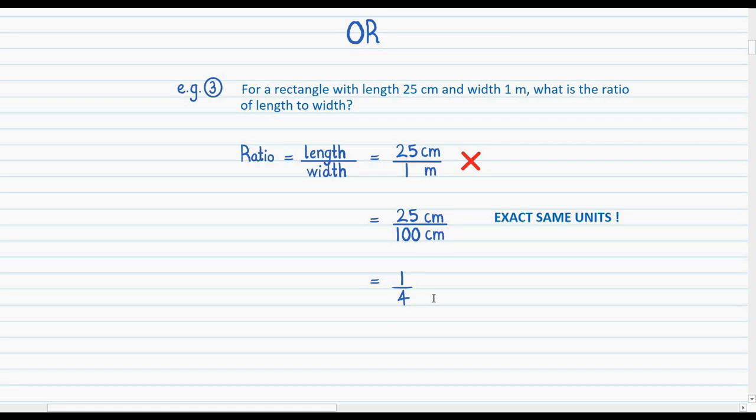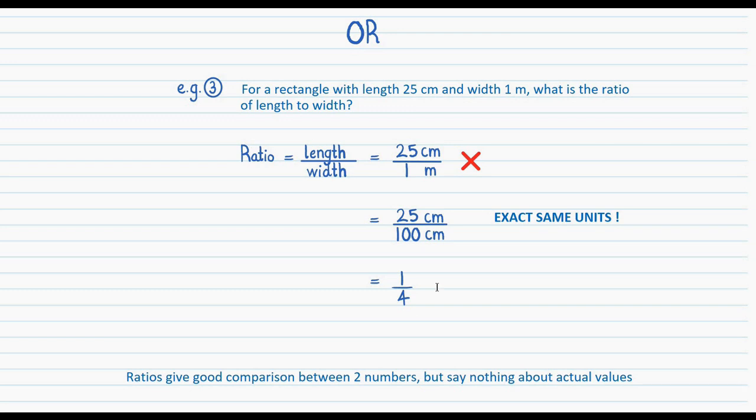And then ratios are useful because they give a good comparison between two numbers. However, they don't say anything about the actual values. So to understand this, we can just look at this ratio we just determined of 1/4. If you're just told that the ratio of the length to the width is 1/4, and then you are asked what is the length? Unless you're given the width already with units, you wouldn't be able to determine what the actual length is just from the value of the ratio.